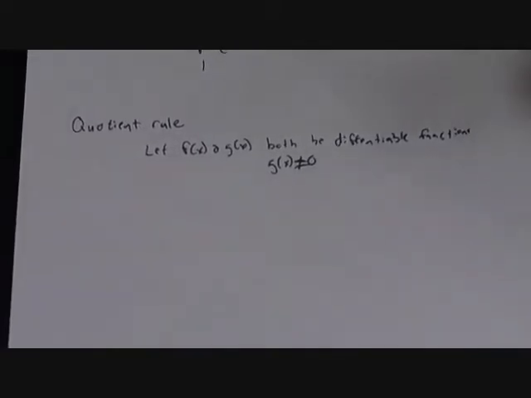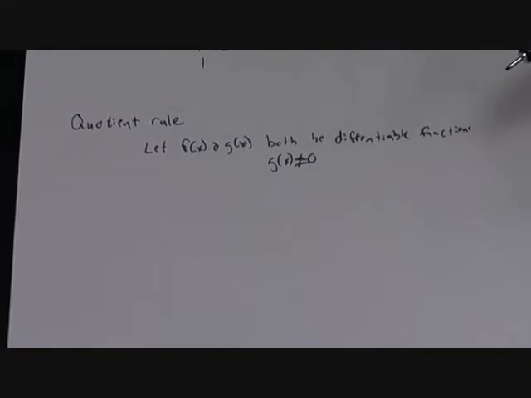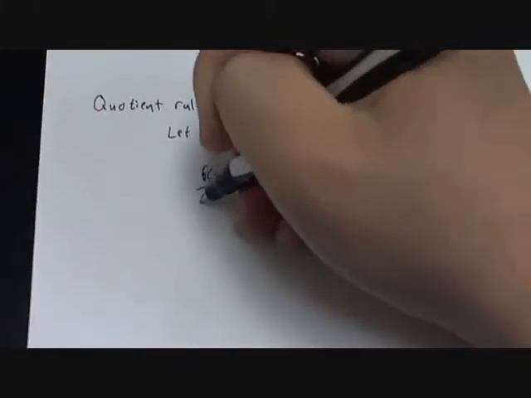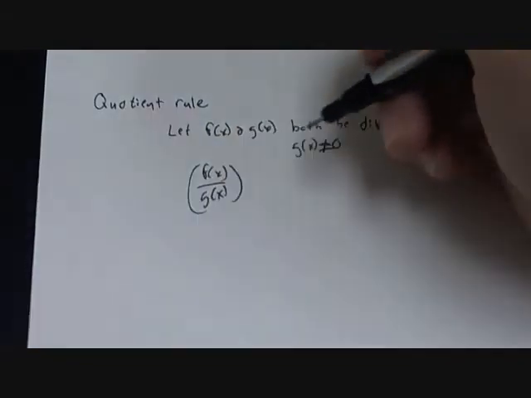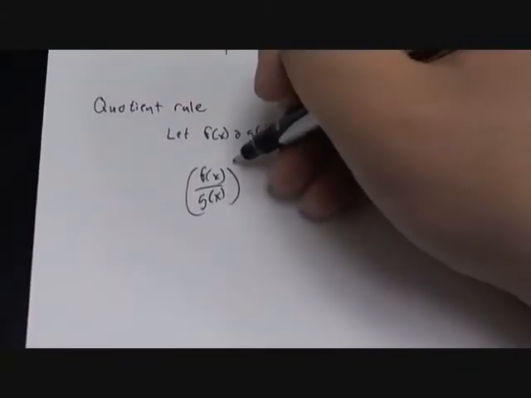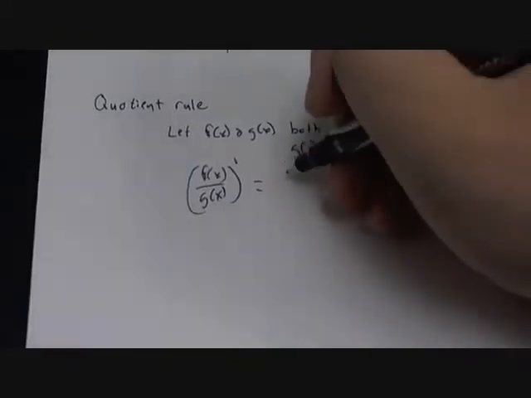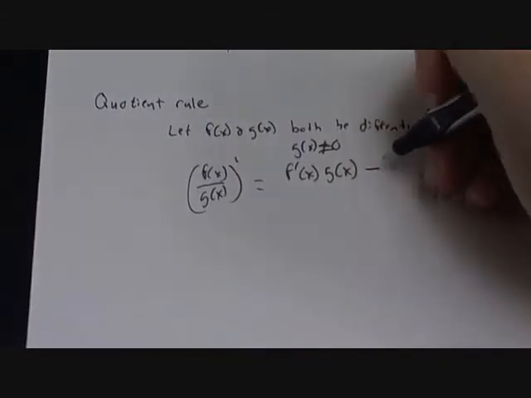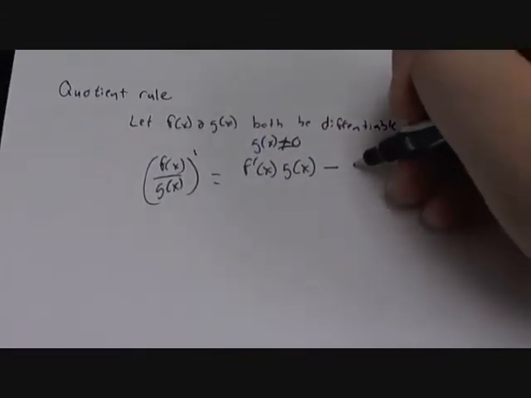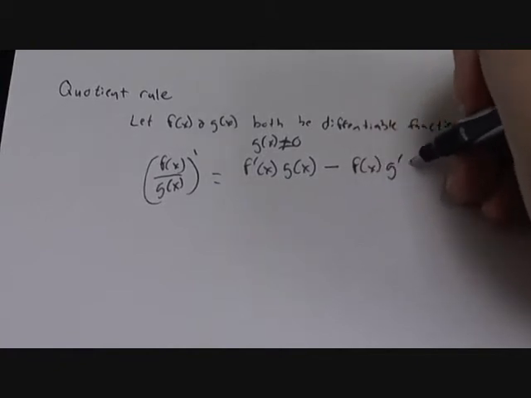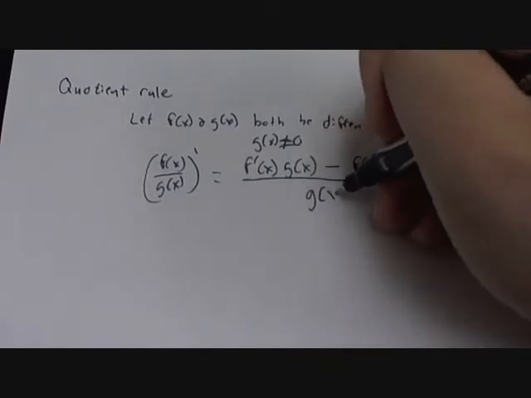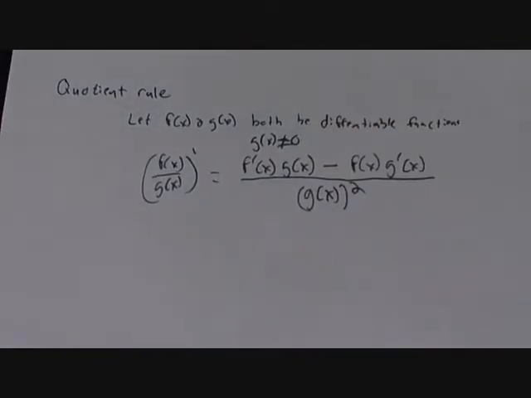Alright, quotient rule says let f of x and g of x both be differentiable functions and g of x not equal to 0. So we have f of x divided by g of x. Dividing, that's why quotient. So to find the derivative of it is just f prime of x times g of x minus f of x times g prime of x, everything divided by g of x squared.